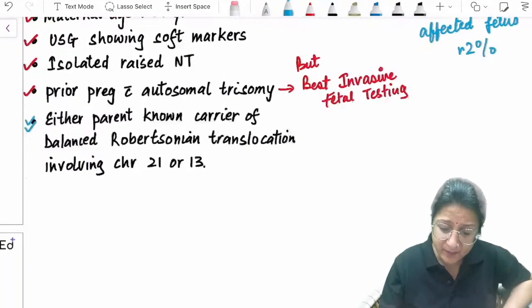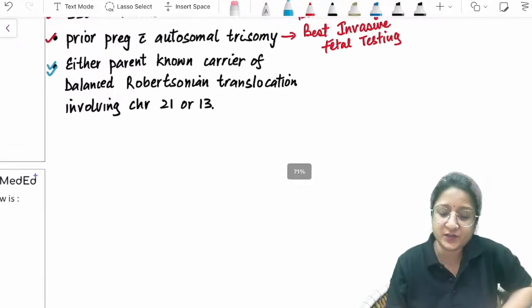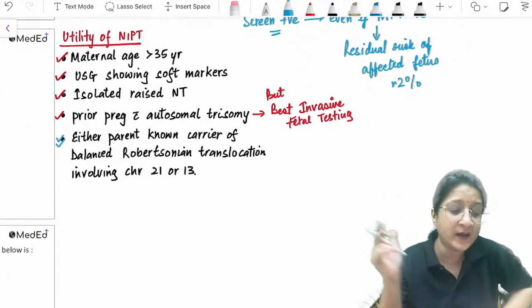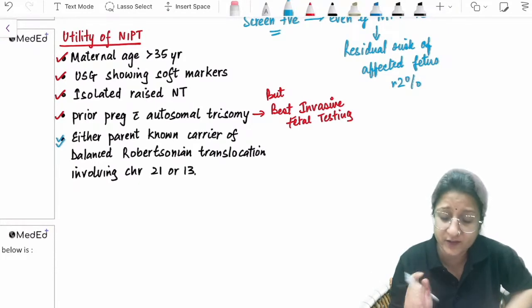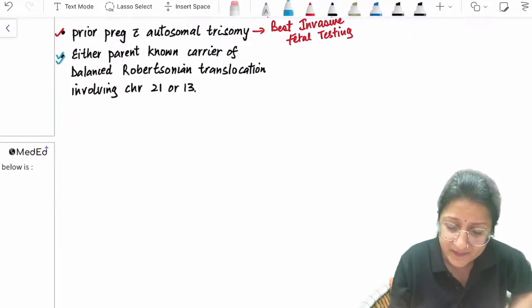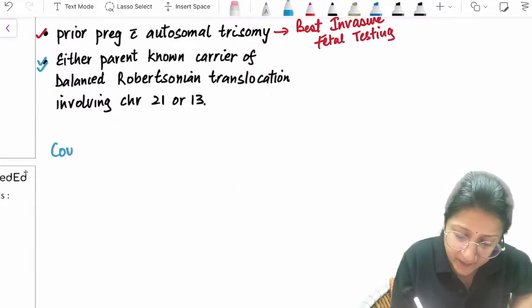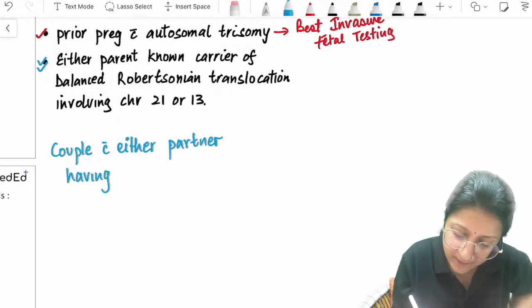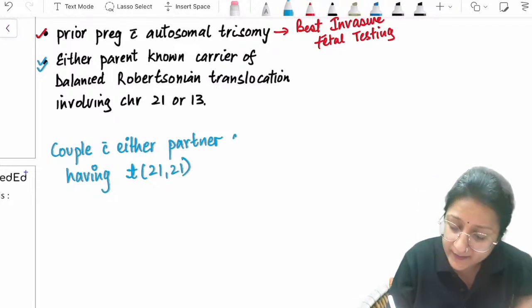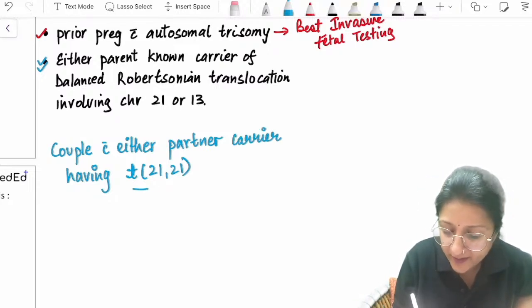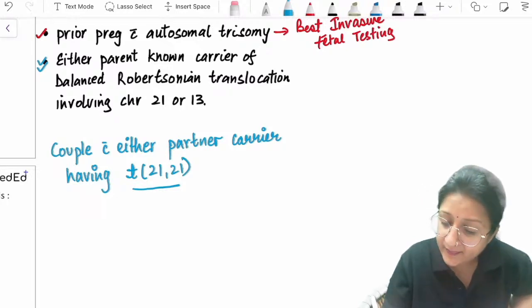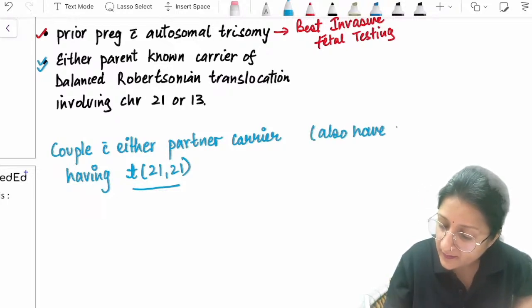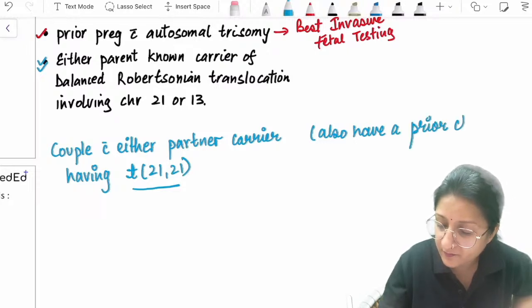Now, also please remember, this was an AIIMS NEET PG question. It was not INICET, but this is an old question, but it's a very valid question. Let's say there is a couple with either partner having a translocation 21-21. Either partner is a carrier of translocation 21-21. They also have a prior child with Down syndrome.